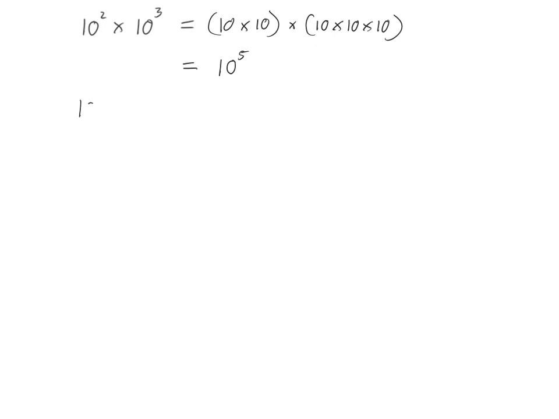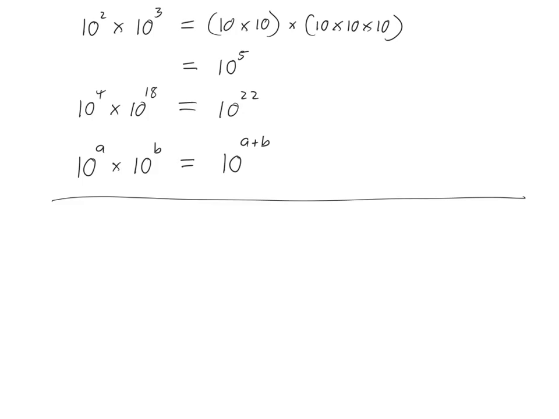Likewise, you can check that 10 to the 4th times 10 to the 18th is the same as 10 to the 22nd. Or more generally, 10 raised to some power a times 10 raised to some power b is the same as 10 raised to the a plus bth power. And this is our basic rule about combining exponentials.